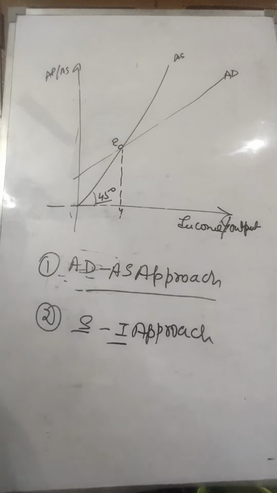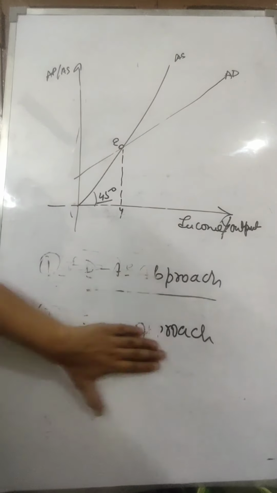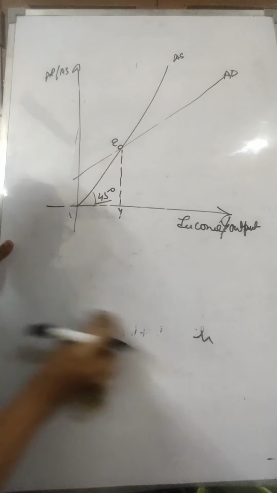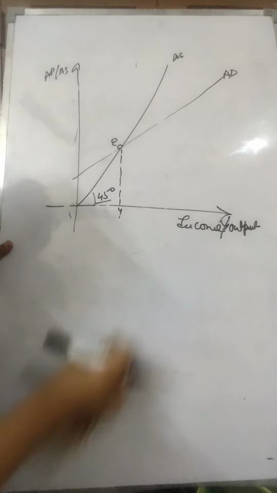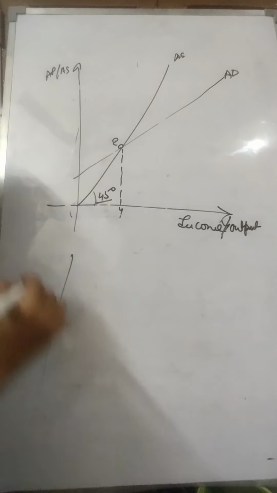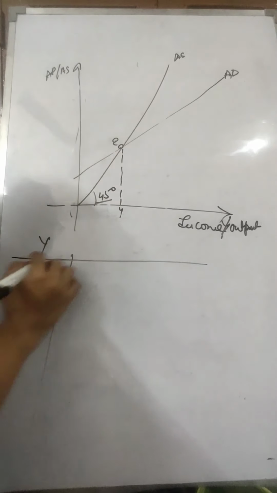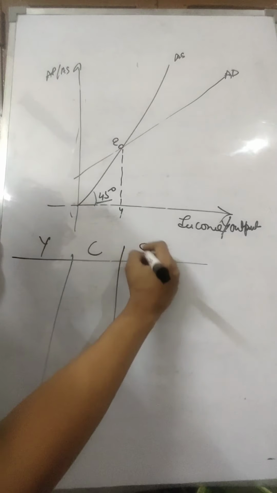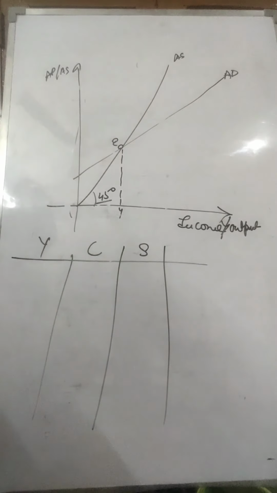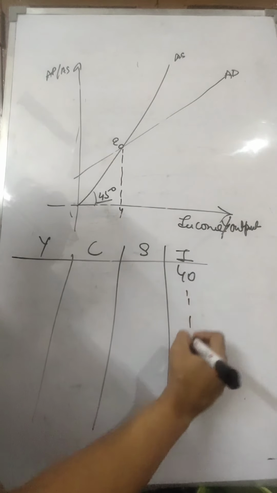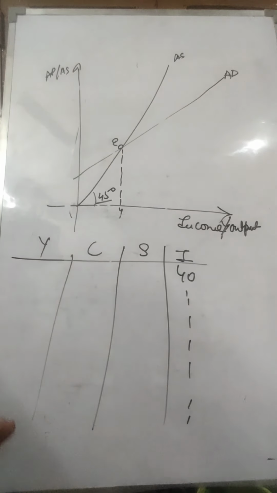For this, we will be doing it with the help of a schedule. You can jot down the same schedule that I am noting here, or you can make it from the books that you must be having. So Y is my income level, C is my consumption level, S is my savings level, and I am taking I as constant at 40. So everywhere I will be 40.